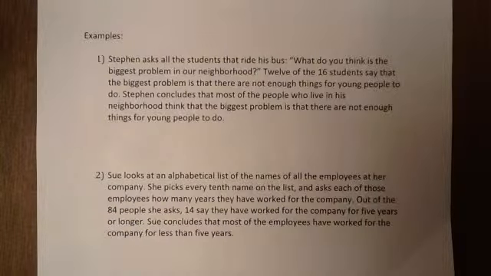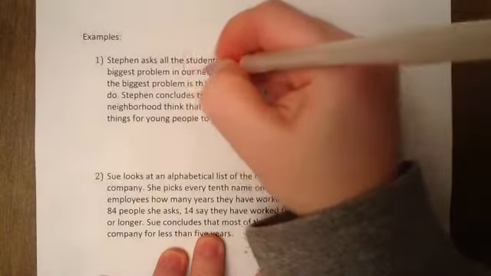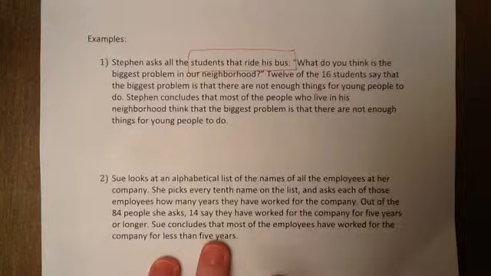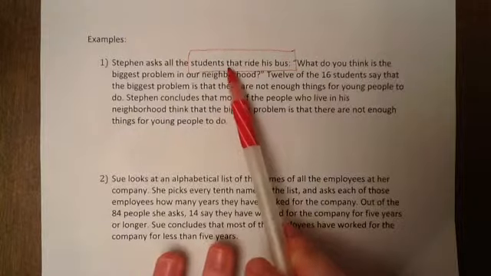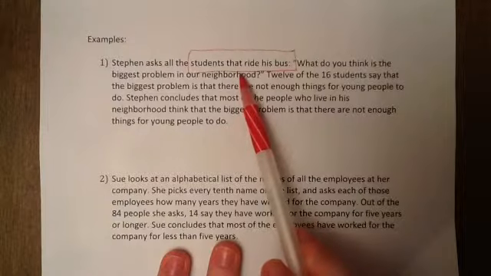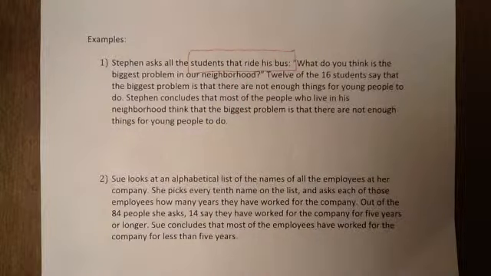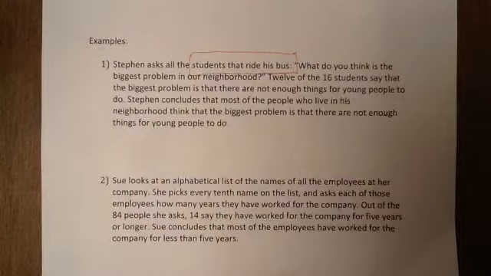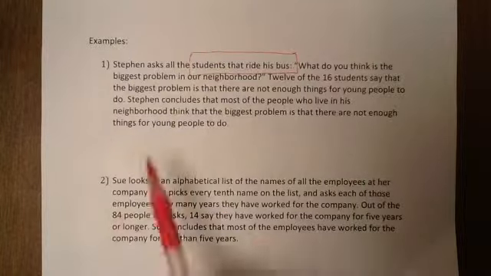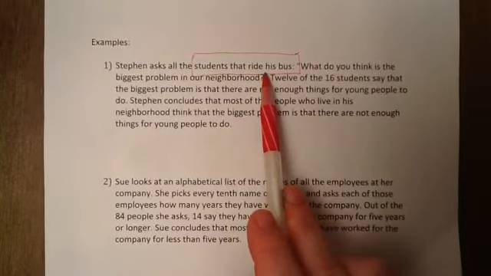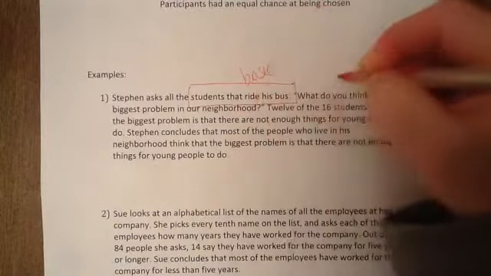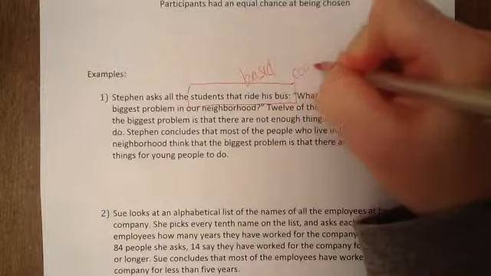The problem with this is that Stephen only asked the students that ride his bus. Okay? First of all, they are young, they're in school, right? And they're not really giving a good representation of the whole town, okay, or the whole neighborhood. There might be a lot of people who feel that the roads or traffic is the biggest problem. But because he only asked the students on the bus, this would be a biased sample. And this is also what we would call a convenient sample, which is bad.